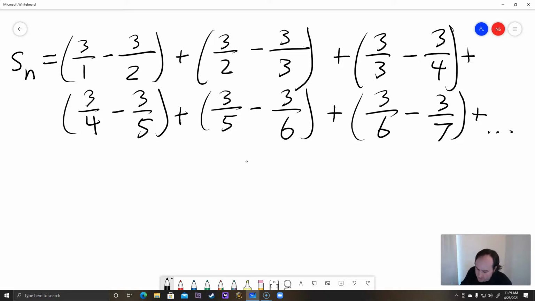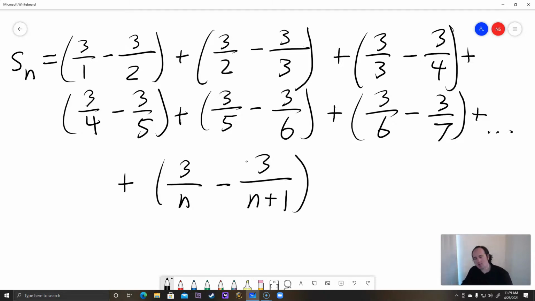And then we're going all the way up to n. So this is going to be plus 3 over n minus 3 over n plus 1. And if you think about it, what would the term right before that be? It would be 3 over n minus 1 minus 3 over n.